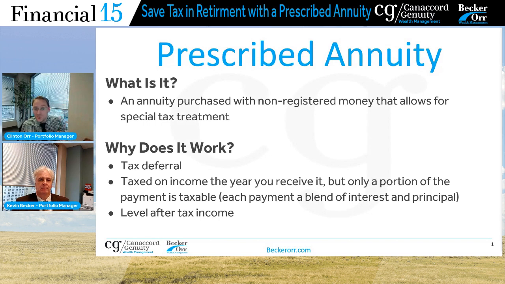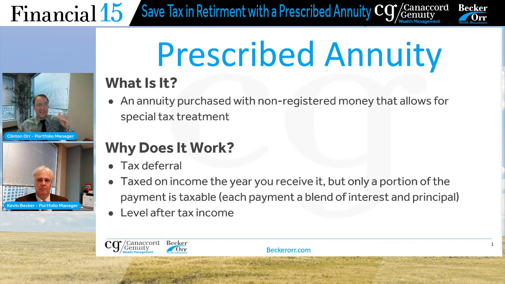It'll be a blend of interest and principal, so only part of it is going to be taxable, and they'll level out the after-tax income. So you end up with a level tax burden throughout your life, throughout the course of this annuity. So you're deferring the annuity, and you're also leveling the income, which can help lower the tax burden in any given year.